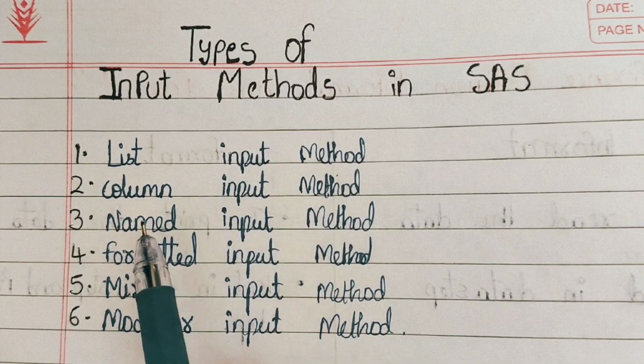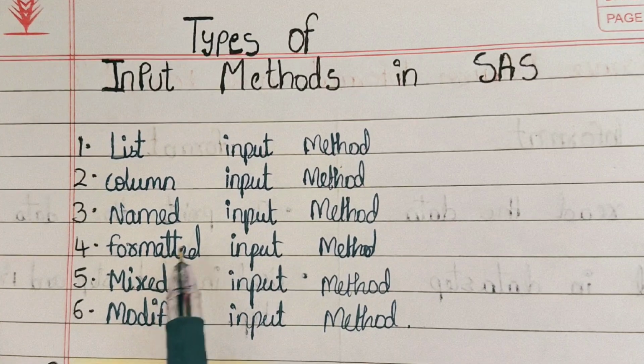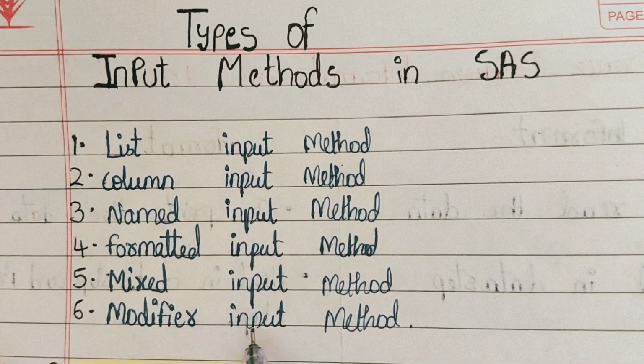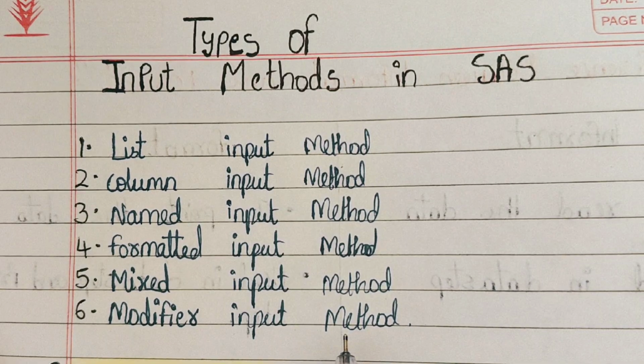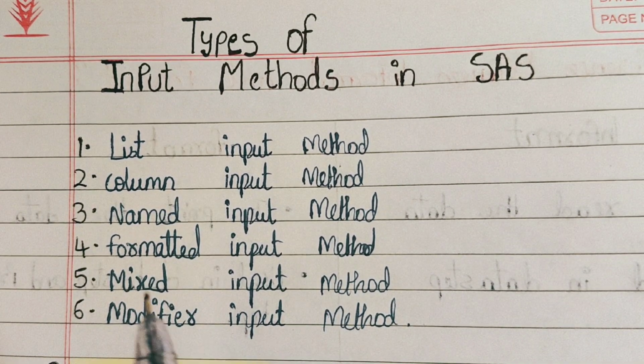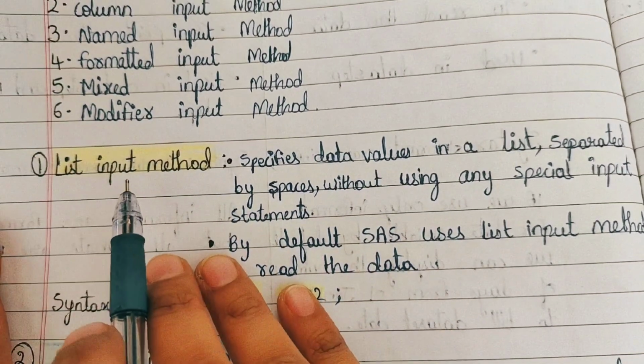Second is column input method. Third is named input method. Fourth is formatted input method. Fifth is mixed input method. Sixth is modifier input method. Clear? So we have 6 input methods. Only 6 input methods we will have. First we'll talk about the list input method.